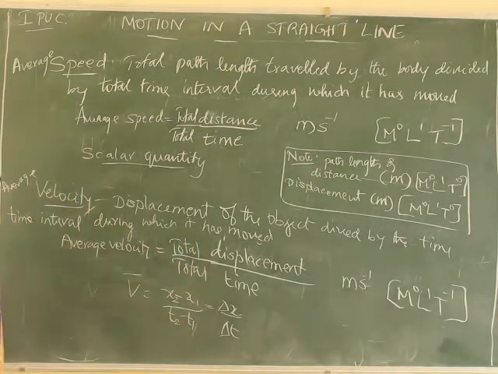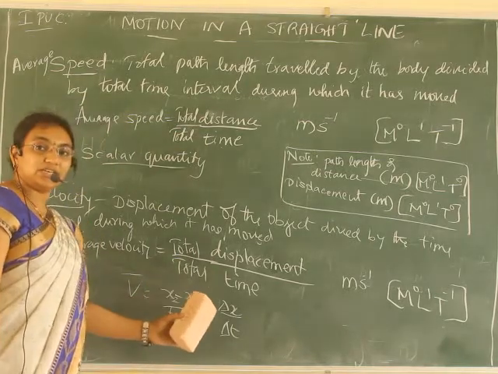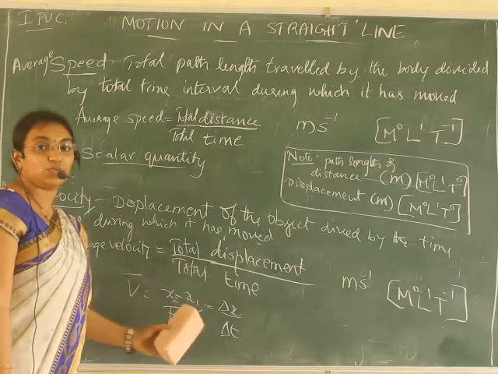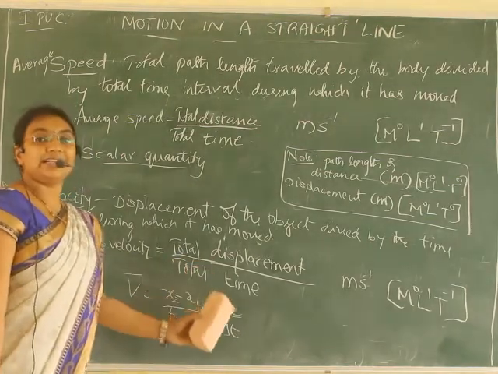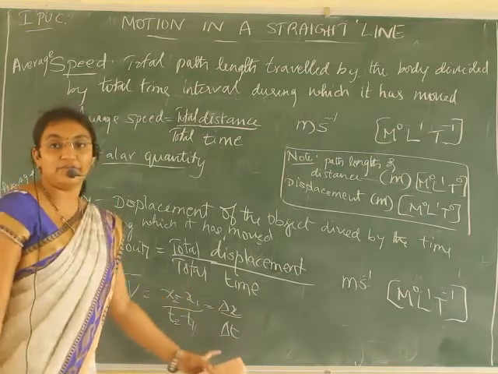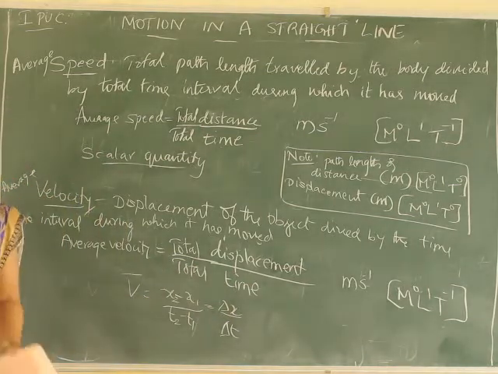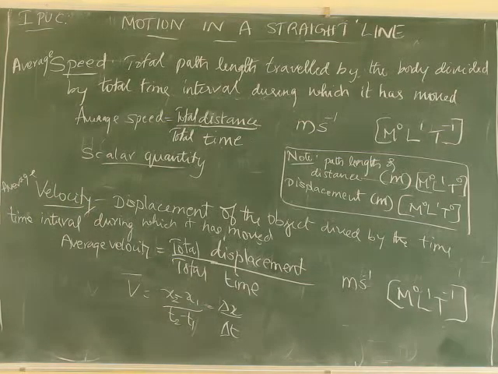So I can say average velocity is equal to change in position, meaning displacement. So x2 minus x1 divided by t2 minus t1 is equal to delta x by delta t. The difference in position is delta x. Here the difference in time is delta t. This is a method of writing a formula for the velocity. Understood?